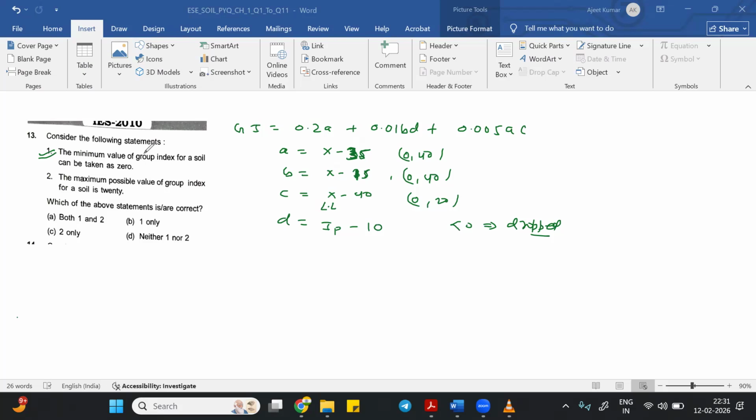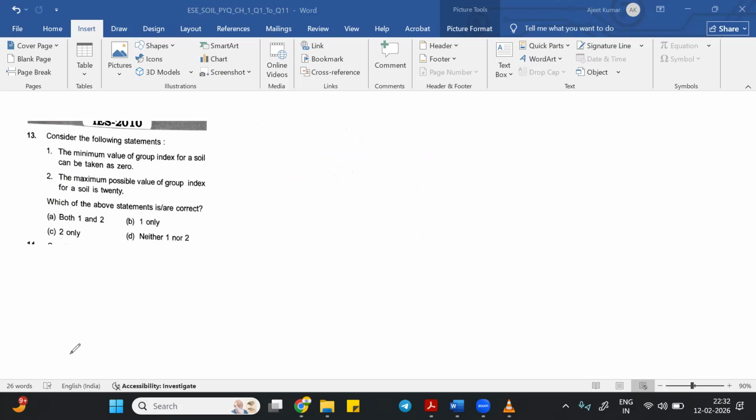This statement is also correct. So both statements are correct, so option A will be the answer. This is all about question number 13.